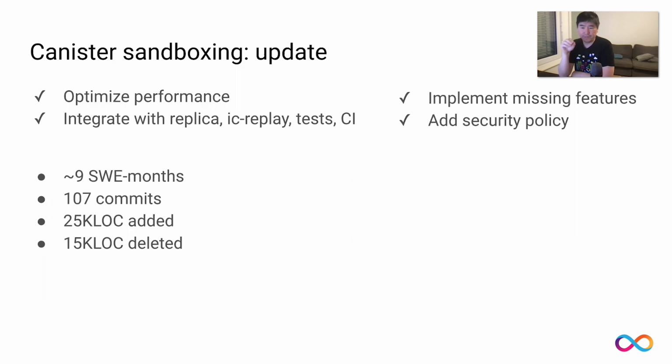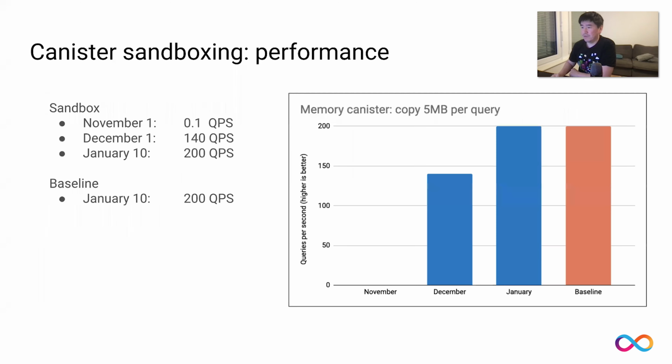Overall, we spent around 9 software engineer months on this project. We did about 100 commits, added 25,000 lines of code, and removed 15,000 lines of code. And at this point, we think that the Canister Sandboxing is ready for initial launch. I'm going to give details on interesting parts of the project. And the most interesting is performance, because performance was the main blocker for the prototype. And in this graph, you see why.